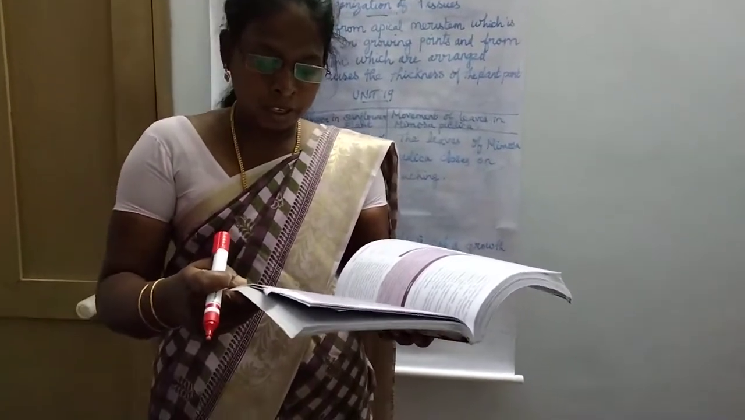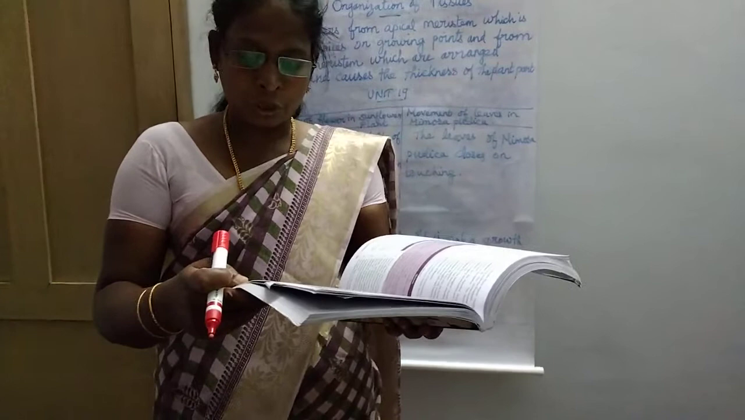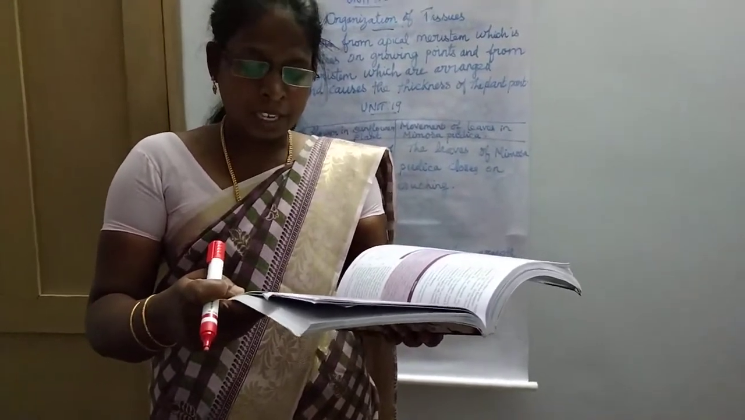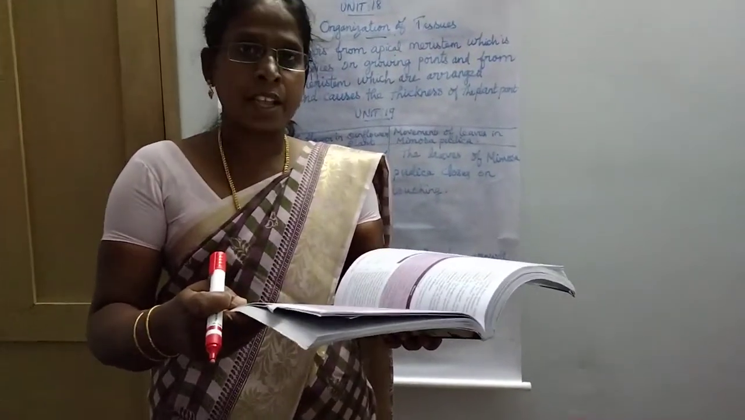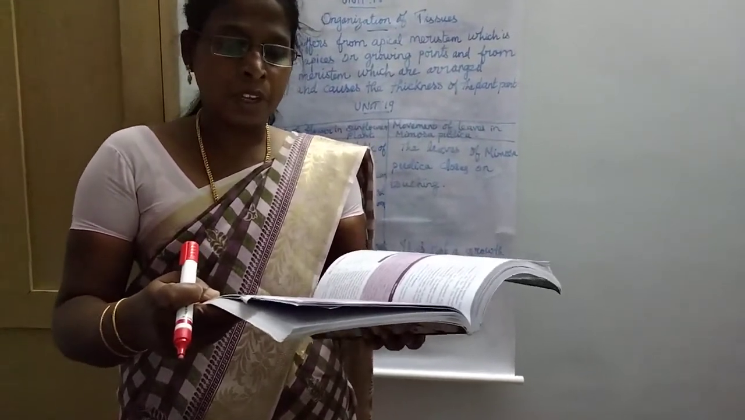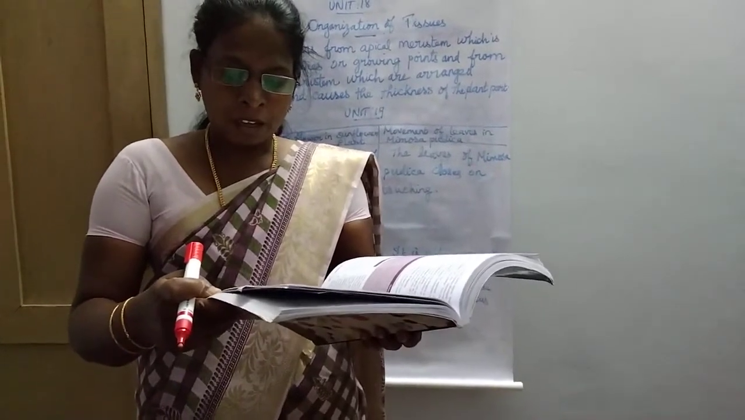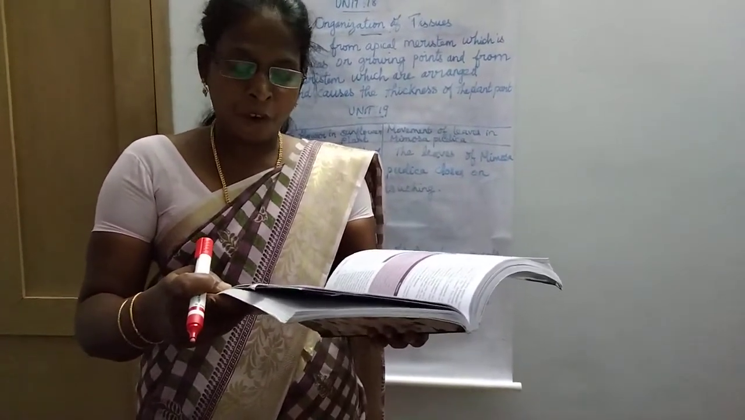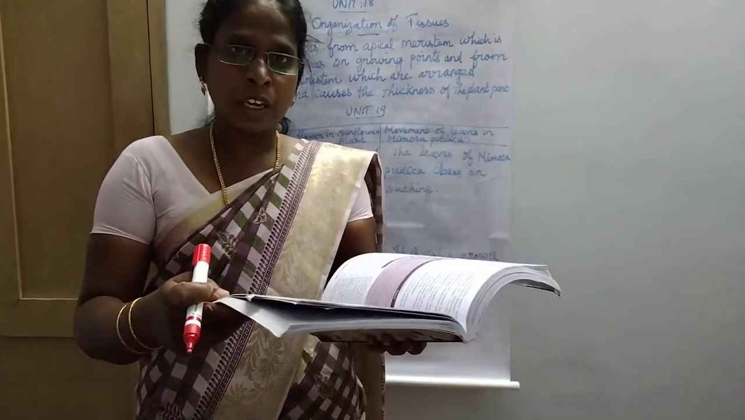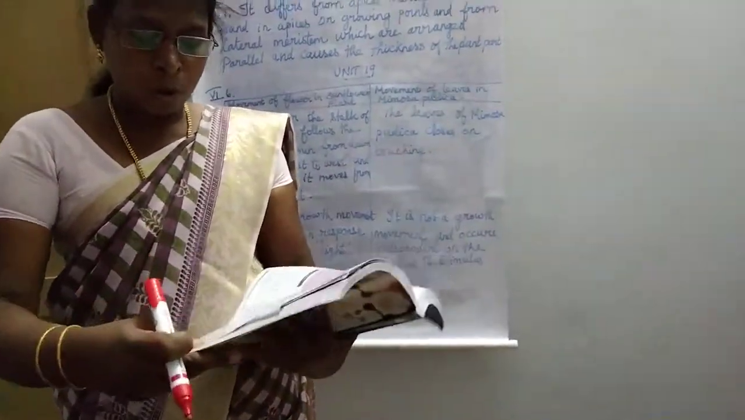Then the third question is, dash and dash are complex tissues. For the first dash you can write the answer, xylem, X-Y-L-E-M, xylem. Then for the second dash you can write phloem, P-H-L-O-E-M.